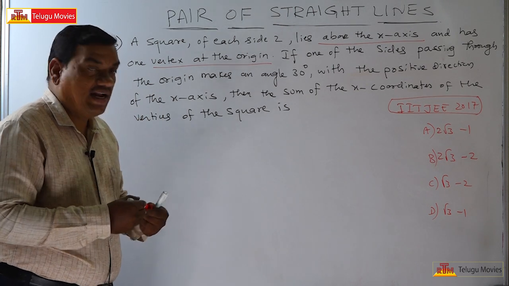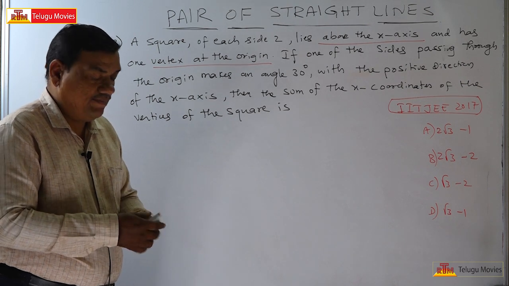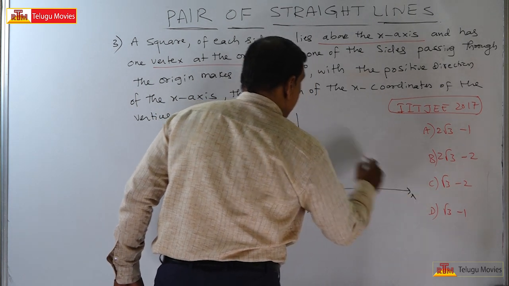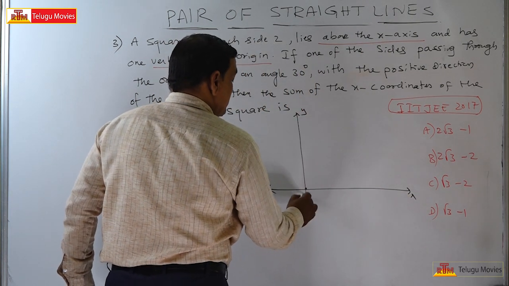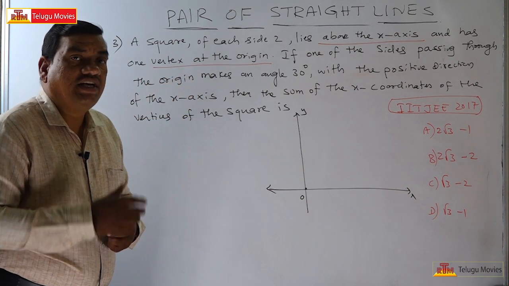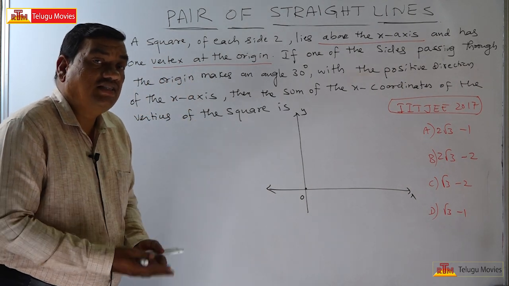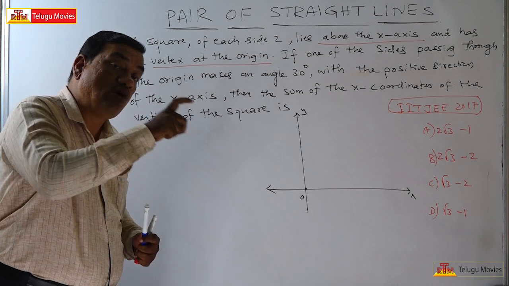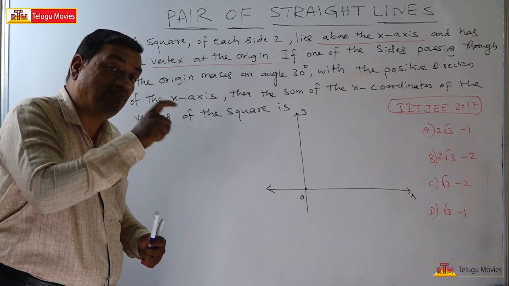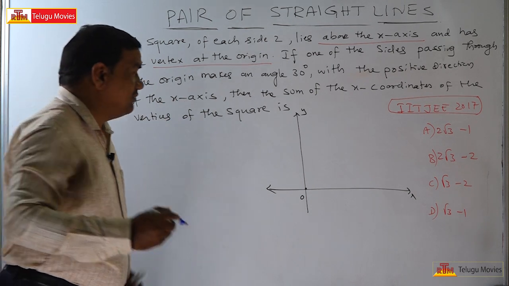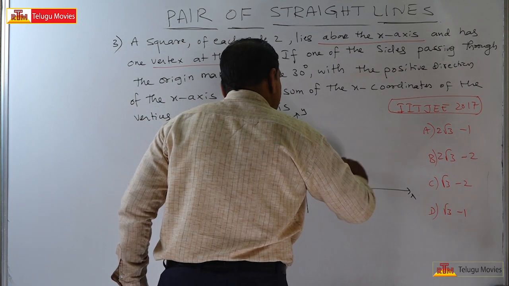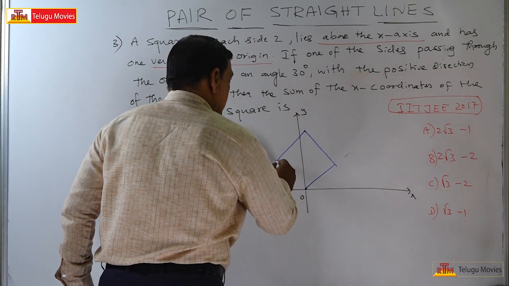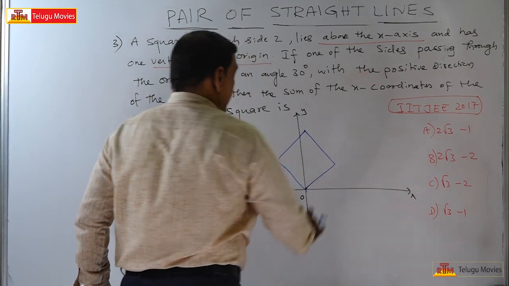So let us draw a neat diagram for this, because without a diagram it is difficult to solve. Here it is the x-axis, the y-axis and the origin. First thing is, the square lies above the x-axis and one of the vertices is 0, 0, and the side which passes through 0, 0 makes an angle 30 degrees with the x-axis. That means you can draw the diagram like this. A small one I will write down like this. So this must be your diagram.